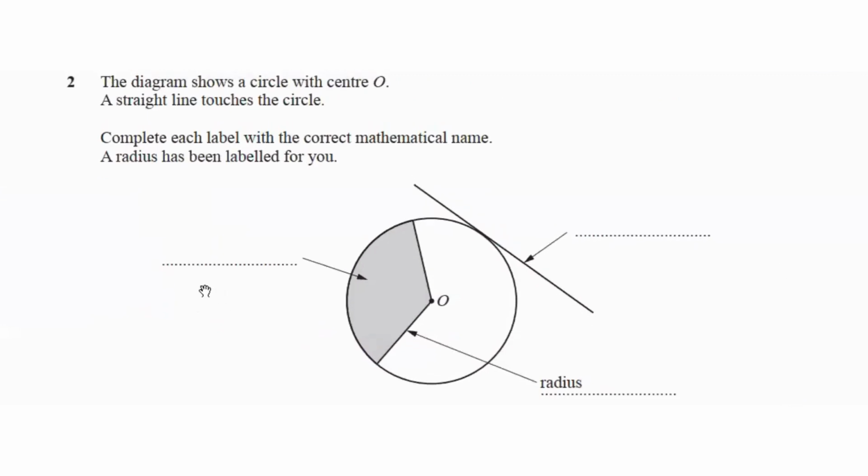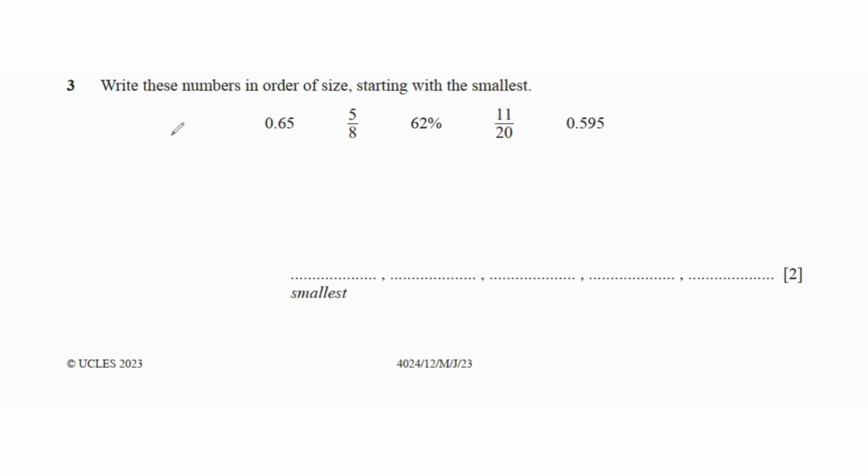In question 2, the diagram shows a circle with center O. A straight line touches the circle. Complete each label with the correct mathematical name. A radius has been labeled for you. This is a tangent. And this is your sector.